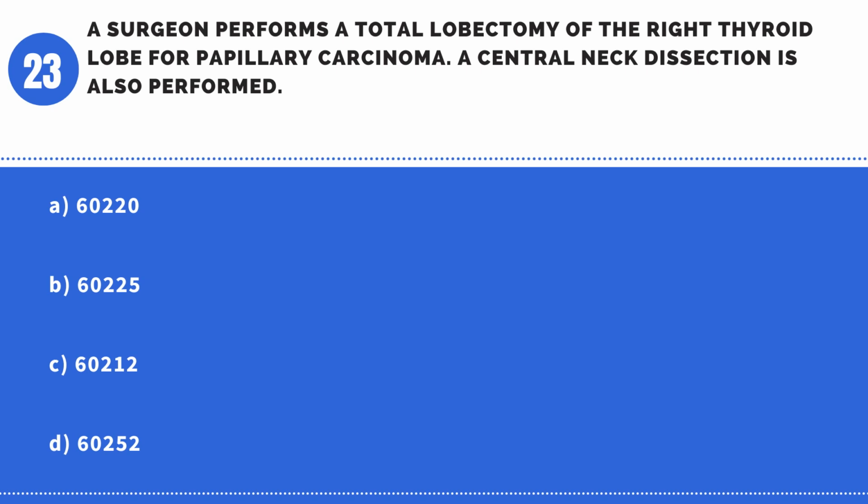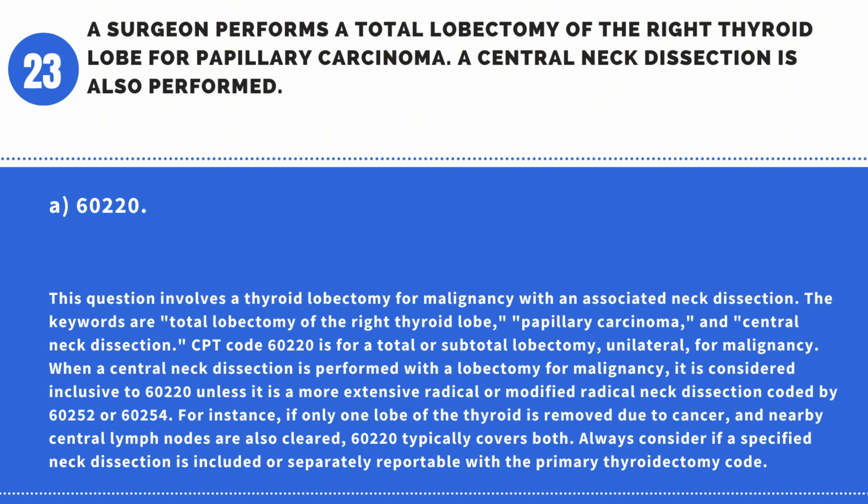Question 23. A surgeon performs a total lobectomy of the right thyroid lobe for papillary carcinoma. A central neck dissection is also performed. A. 60220. B. 60225. C. 60212. D. 60252. Answer, A.